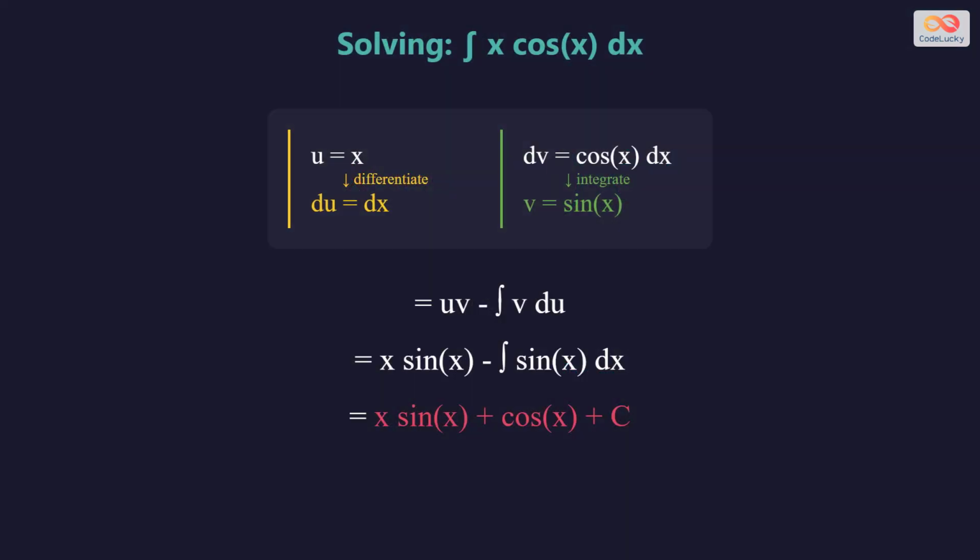Now we build our grid. Differentiating u equals x gives us du equals dx. Integrating dv equals cosine x gives us v equals sine x. We plug these into our formula, uv minus the integral of v du. This gives us x sine x minus the integral of sine x. That final integral is simple, giving us negative cosine x, so our final answer is x sine x plus cosine x plus c.